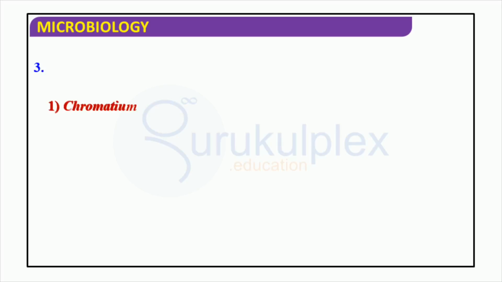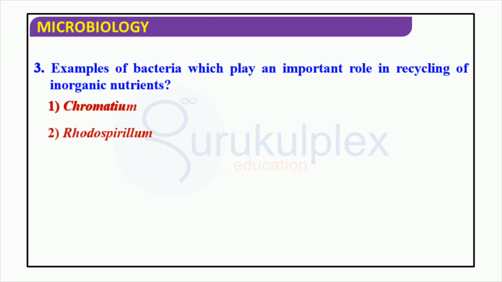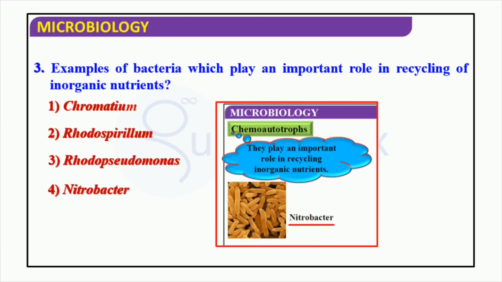Bacteria have a fundamental role in the recycling of inorganic nutrients, particularly Chromatium, Rhodospirillum, Rhodopseudomonas and Nitrobacter. They are crucial for the cycle of life, decomposing materials and converting them to alternate forms. Without bacteria, life as we know it would be impossible.